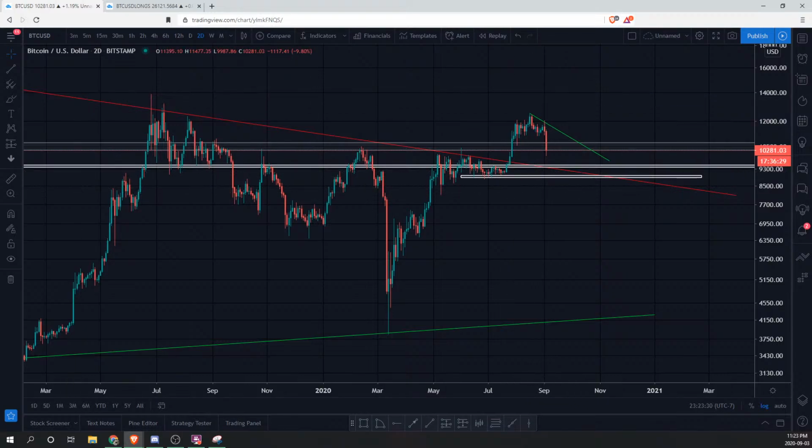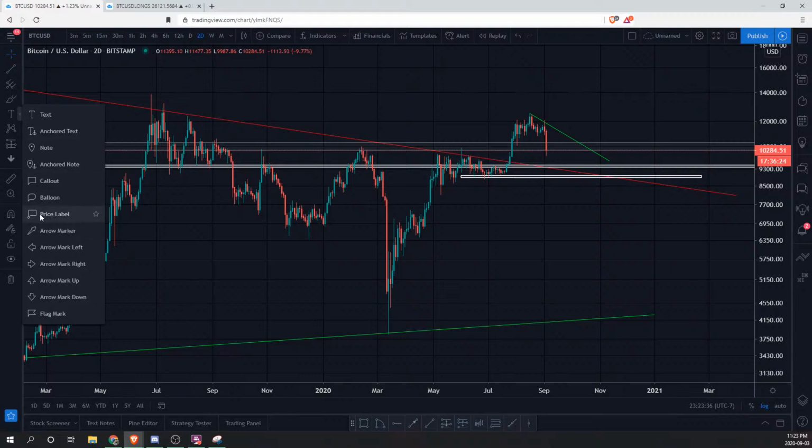So yeah, I would say looking at the, let's just get the price label.